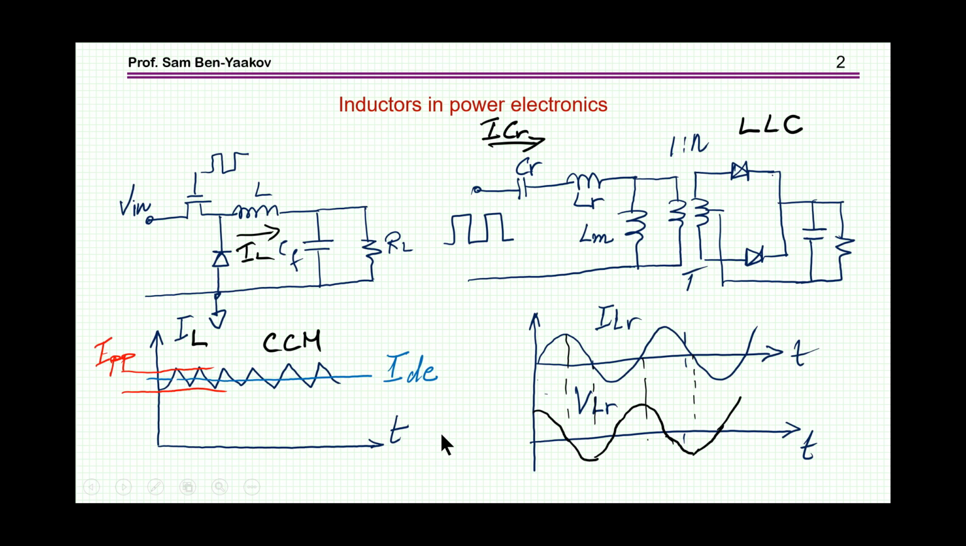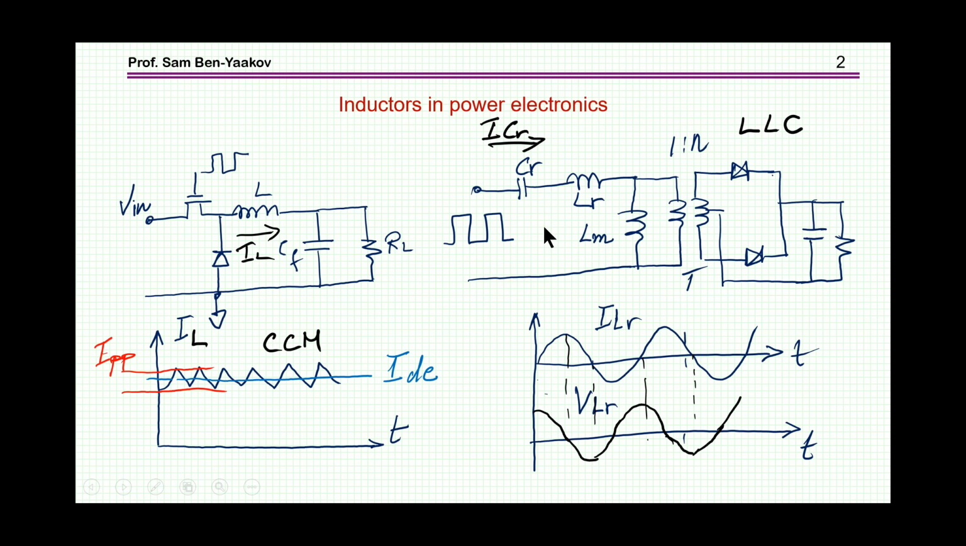Now we're using inductors in power electronics in various applications, for example in buck converter or PWM converter in general. Here we have a switcher, a diode, inductor, and output section. And in the case of a CCM, that is continuous current mode of operation, the current through the inductor will have a DC component, and then there will be some ripple on it, depending on the duty cycle, the size of the inductor, and the frequency.